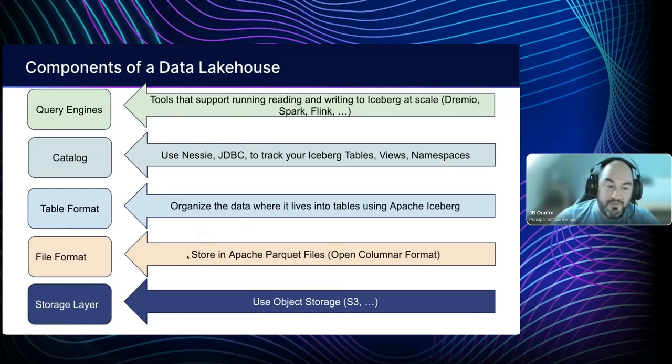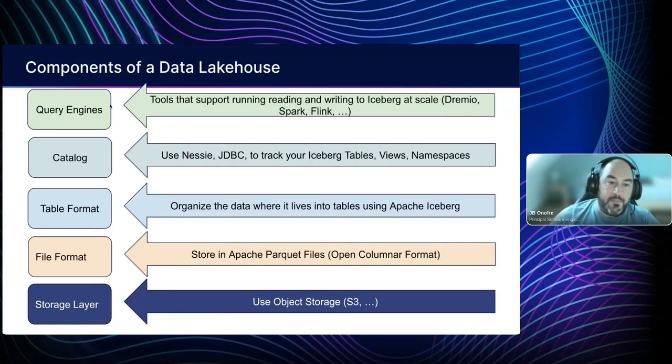Table format: the file format is really storing the data in files. On top of that, you have the table format, which is basically how you organize the data, how it lives in different tables. Here we're going to talk about Apache Iceberg, Delta, Apache Paimon, Apache Hudi, so any kind of table format. On top of that, we have a catalog, which is mostly related to Apache Iceberg. The catalog is how you track your tables, views, and namespaces. You have different catalogs like Nessie, JDBC catalog, etc.